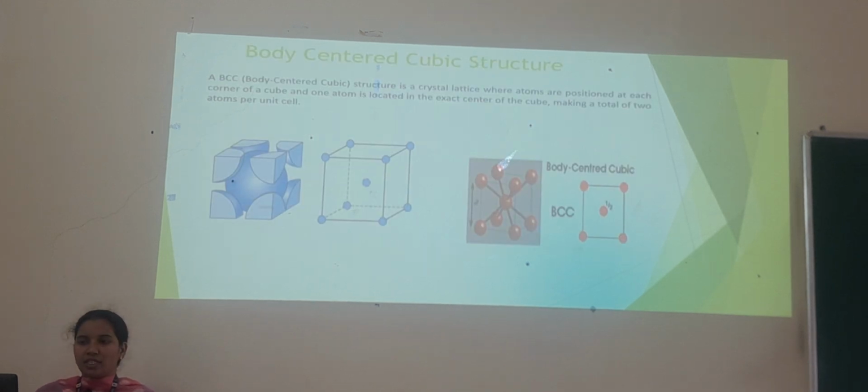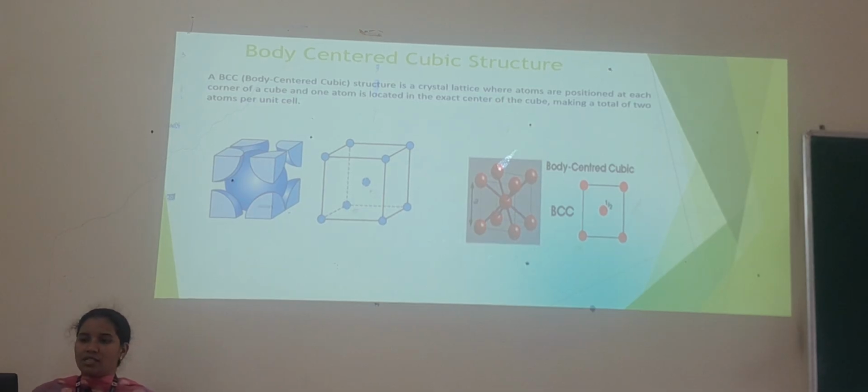So the next crystal is BCC, that is body centered cubic structure. A body centered cubic structure is a crystal lattice where atoms are positioned at each corner of a cube and one atom is located in the exact center of the cube, making a total of 2 atoms per unit cell.